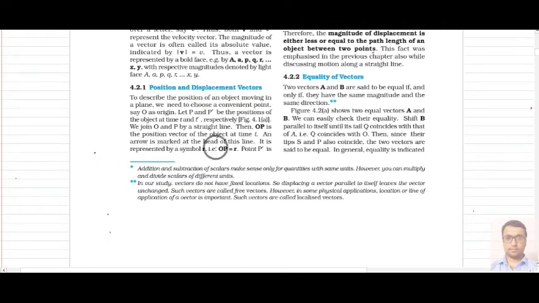Good morning class, Sairam. Today we are going to start with this topic, that is equality of vectors. Before starting equality of vectors, we should know how vectors are represented.